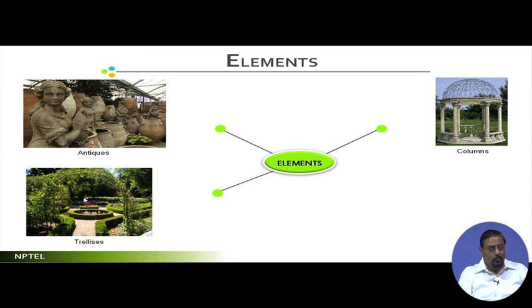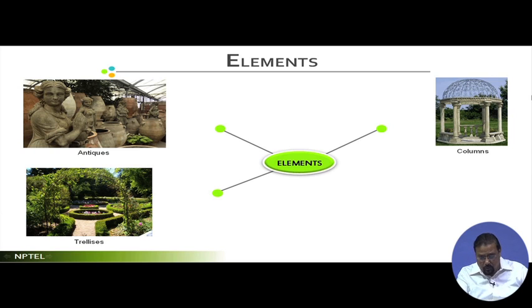There are different ways of mentioning this, trellis or arbors. Basically what a trellis or arbor is, you have a frame, you have a flower bed or creeper bed, and you put the frame in such a manner that the creepers are allowed to flow over the frames.